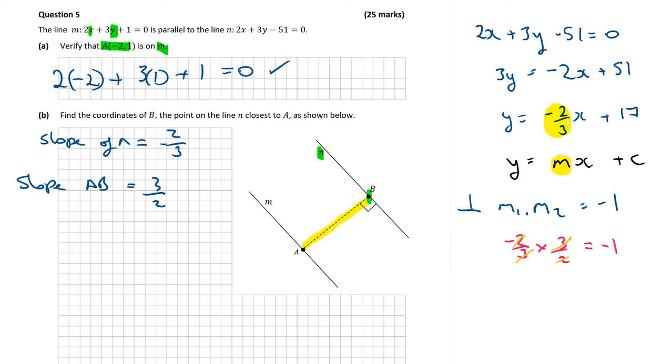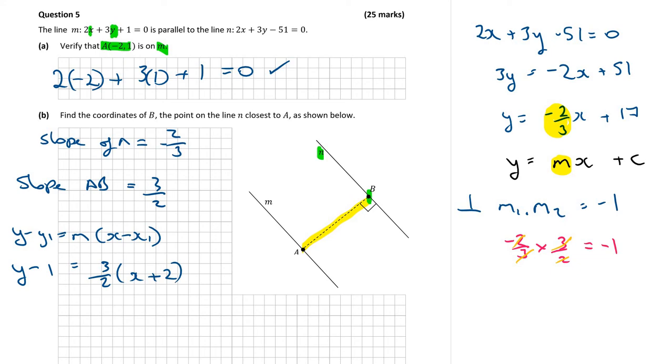I know a point on AB is A, which is minus 2, 1. So therefore, y minus y1 equals m times x minus x1, which is my equation of the line. So y minus the y value of A, which is 1, is equal to 3 over 2 times x minus the x value of A, which is x minus minus 2, which is plus 2.